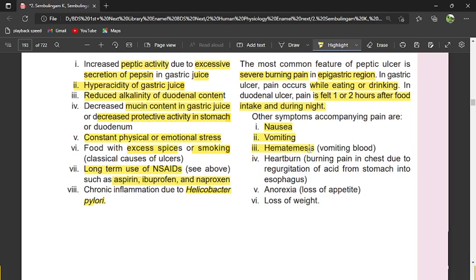Hematemesis, that is vomiting of blood. See, vomiting of blood is very dangerous.